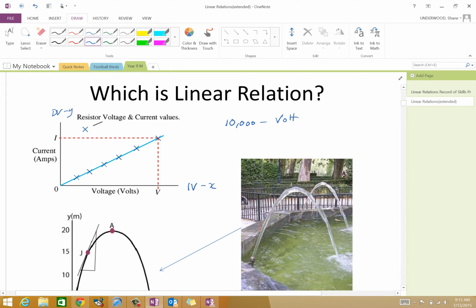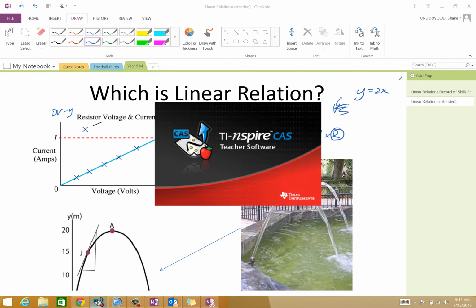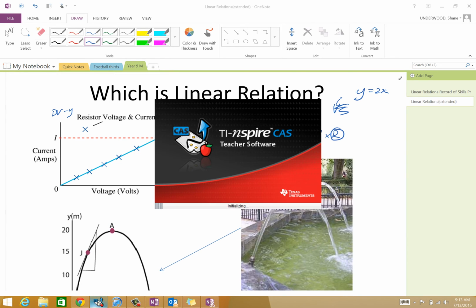Now you can see here what's happening as voltage increases. What is happening to the current? Increases. Now there's actually a direct relationship, and that's because V is equal to I times the resistance. Now if the resistance is constant, then this is like saying, let's just say Y equals 2x. What would the graph of Y equals 2x look like? Well, let's go get our graphics calculators out and let's go and have a look, shall we?